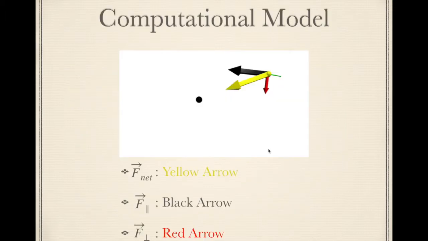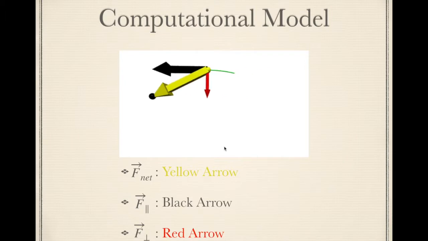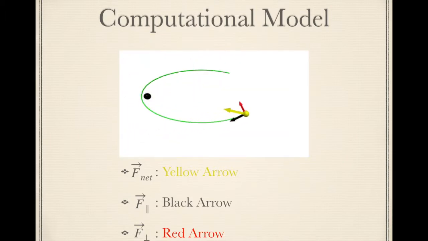Here's what my computational model looks like. The black sphere is the black hole at the origin and the yellow sphere is the star. I'd first like to note that the yellow arrow represents the magnitude and direction of the net force, while the black and red arrows represent parallel net force and perpendicular net force respectively. As you can see, the forces grow exponentially as the star approaches the black hole and shrink back down when the star gets further away. This is reasonable based on Newton's law of universal gravitation. As the distance between them decreases, the force will increase by a power of 2.